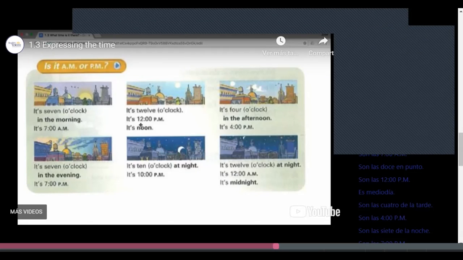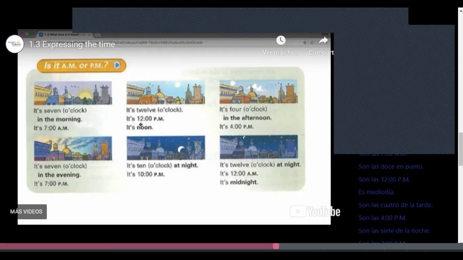Very well. So, what time do you get up? Esta es mi pregunta. What time do you get up? ¿A qué horas tú te? ¿Quién sabe get up? Levantarse. Te levantas. Entonces tú me vas a decir, I get up at, y me das la hora. Yeah? I get up at, y das la hora.